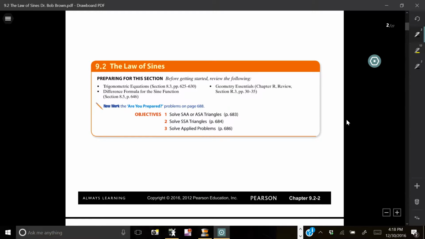What we're going to do in this lesson is show how we can solve side angle angle or angle side angle triangles, and how to solve side side angle triangles, and then solve some applied problems.